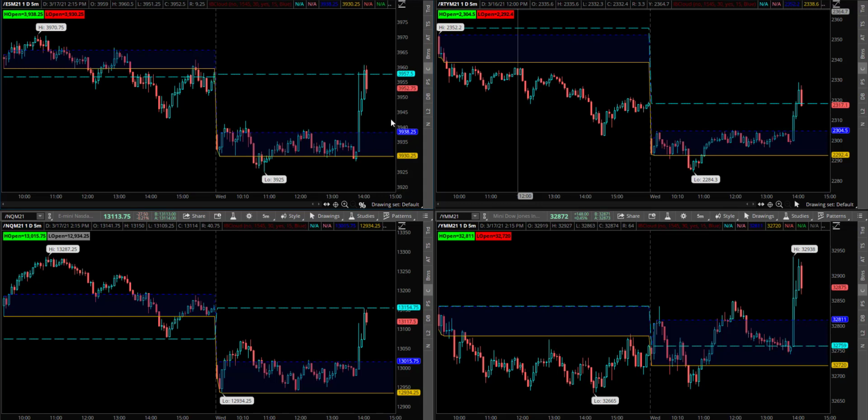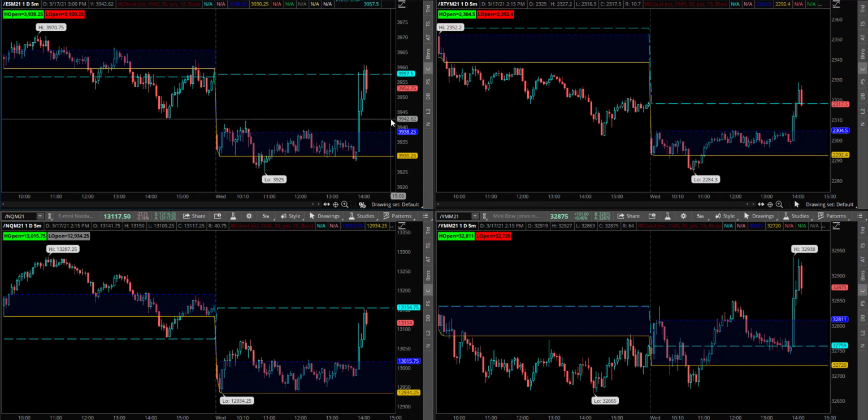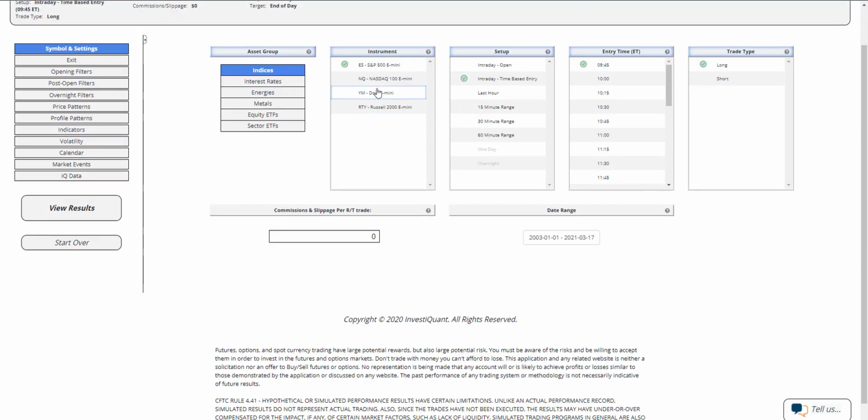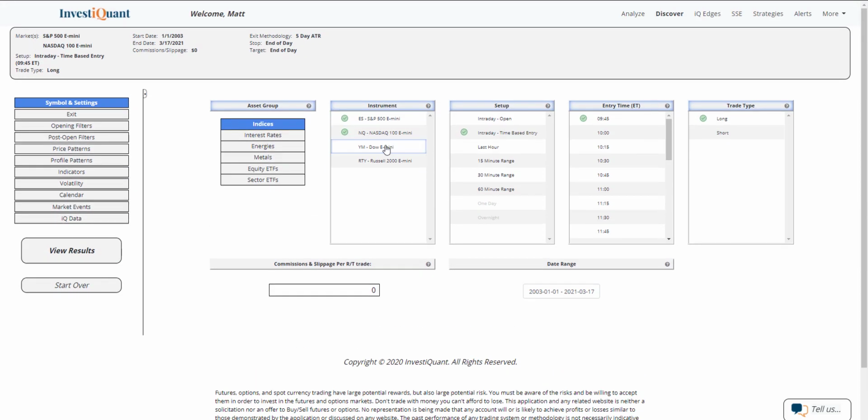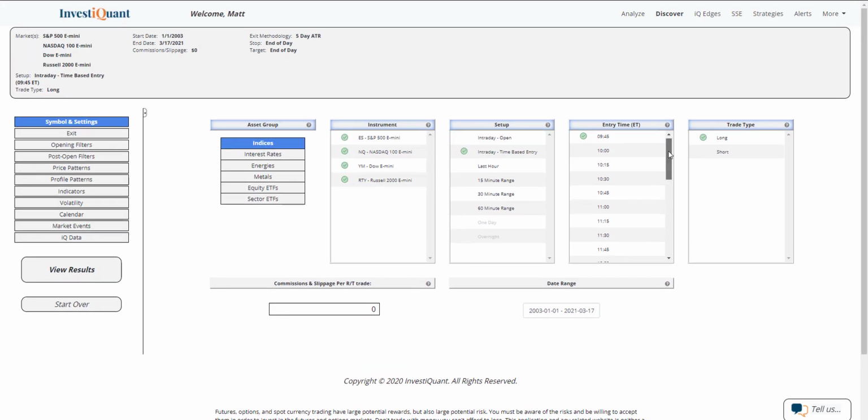So what we're going to do this afternoon is look at what has happened historically when you are holding above the open going into the close in a similar environment on FOMC announcement day. So let me hop into Discover, select all four instruments, and set up this test. The test will be based upon entering the market long at 3 p.m. Eastern Time, exiting at the close, which is 4:15 p.m. Eastern Time.